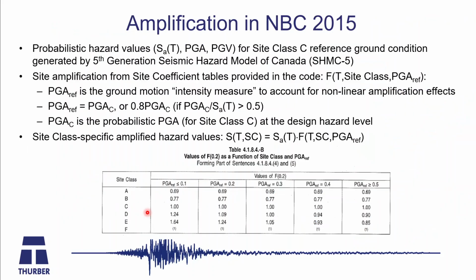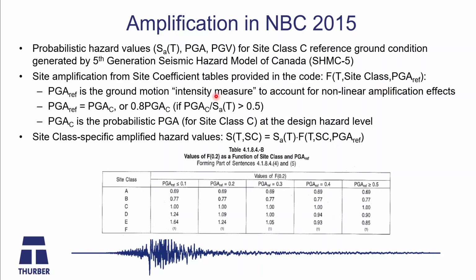So now to move on to how amplification is treated in NBC 2015, and this will be review to, I'm sure, everybody in the room. They're all based on probabilistic hazard values, the UHRS, the PGA, PGV, which are for a Site Class C reference ground condition. And then to get a uniform hazard value relative to Site Class C, you have an amplification factor, which were published in the code, right? Those are a function of period, site class, and the PGA for that reference ground condition.